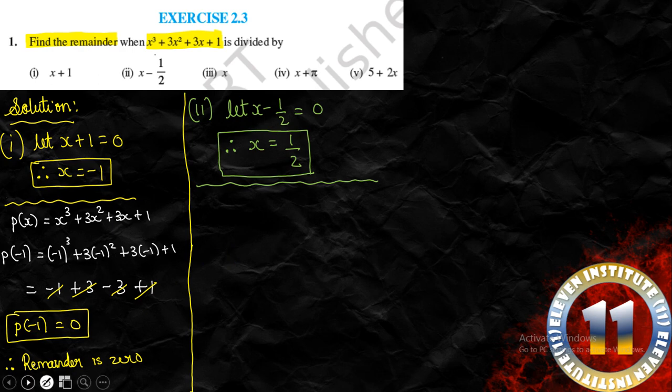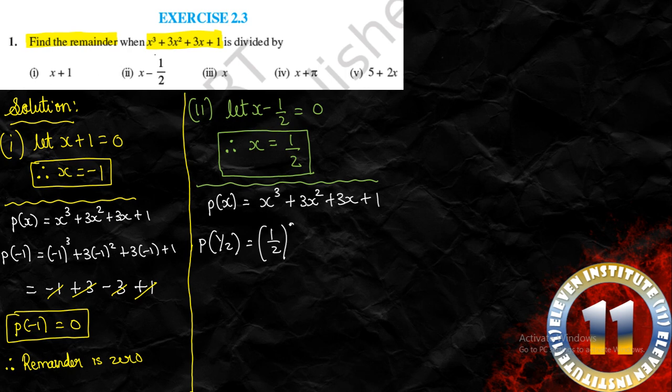So let us write the polynomial over here again. So p of x is equal to the polynomial given to us. Right. Now instead of x we will write 1 by 2. So we will find p of 1 by 2. So we have 1 upon 2 the whole cube plus 3 into 1 upon 2 the whole square plus 3 into 1 upon 2 plus 1.